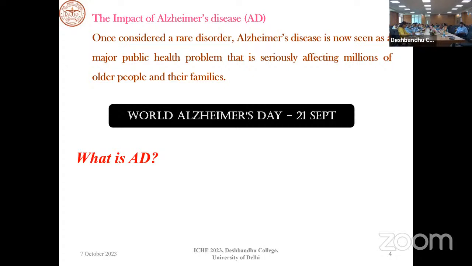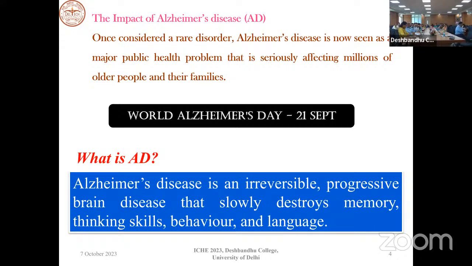There are so many films made on this disease. You can check the picture called Black by Amitabh Bachchan. Then there was recently Uri. So if you have to define Alzheimer's disease, it is irreversible. Irreversible means even if you are giving medicine, it will not go back. It is a progressive brain disease that slowly destroys memory, thinking, behavior, language, and communication skills.